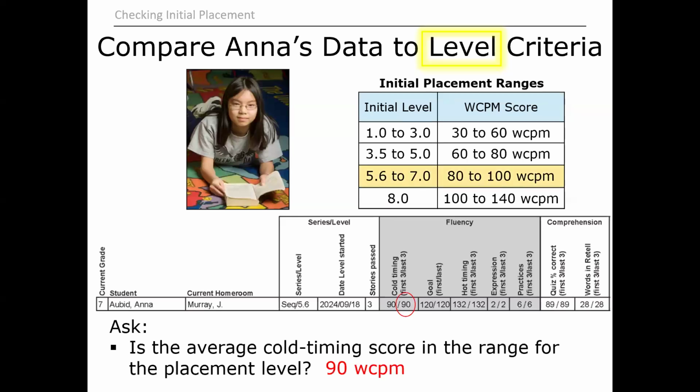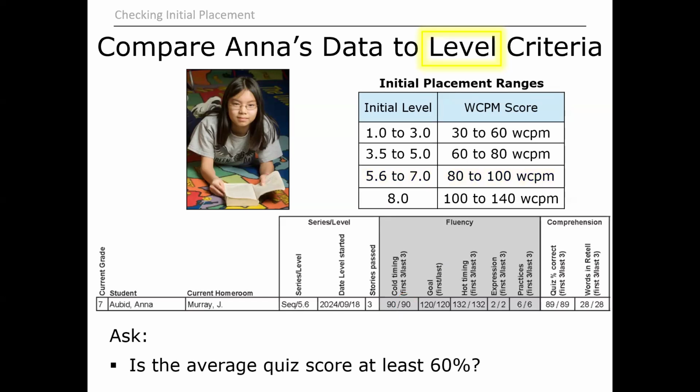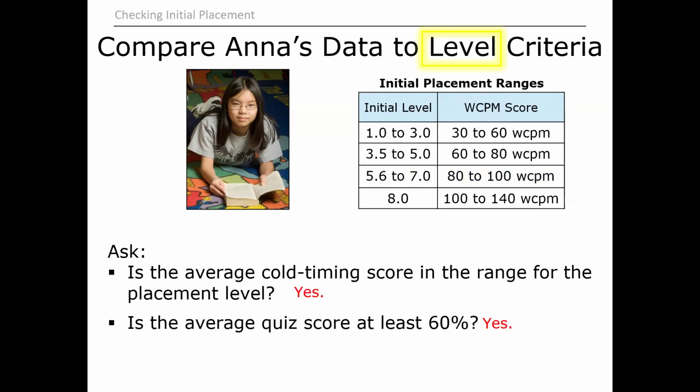Is her cold timing in the range for the level she's working in? Yes, it is. She's working in 5.6. Her cold timing average is 90. That's right within the range. Her quiz is way over on the right side. She's doing fine on her quiz. So she's right in the range. She's doing well on her quiz. What do you think you'd do? Would you continue her in 5.6? Would you raise her to a higher level? Or would you lower her to a lower level? You're going to continue her, right?